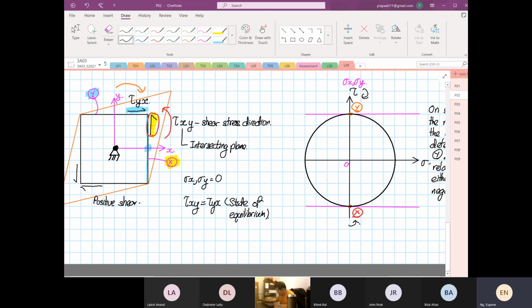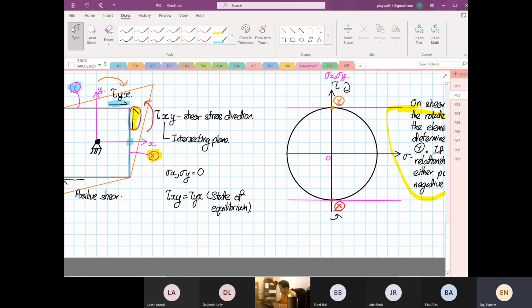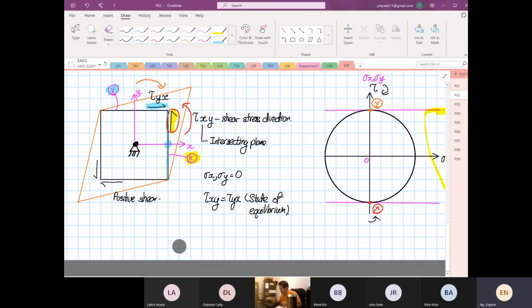Okay, so at this stage, you realize that your stress average is equal to 0. This term over here that I've written down is important. I'm going to highlight it in yellow. It does not matter whether it is positive or negative shear. It all depends on the rotation of the element.